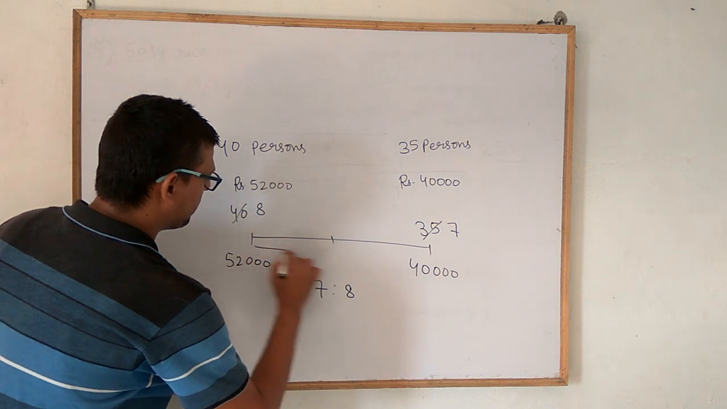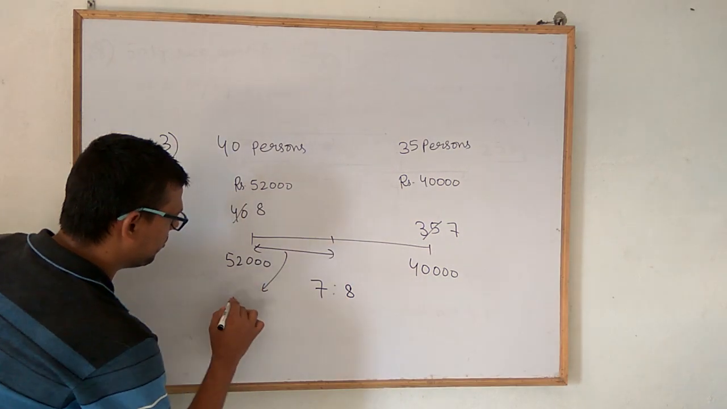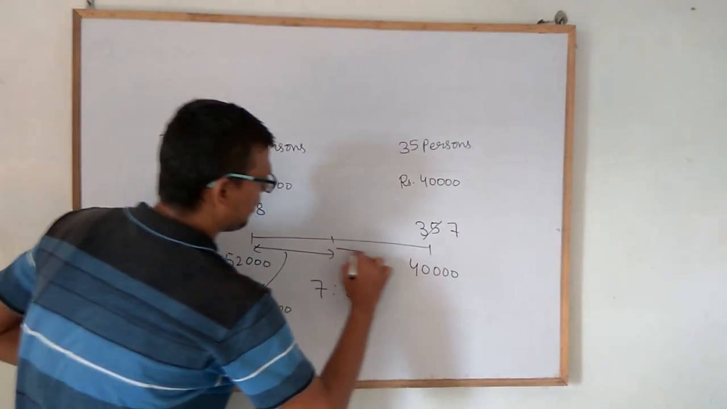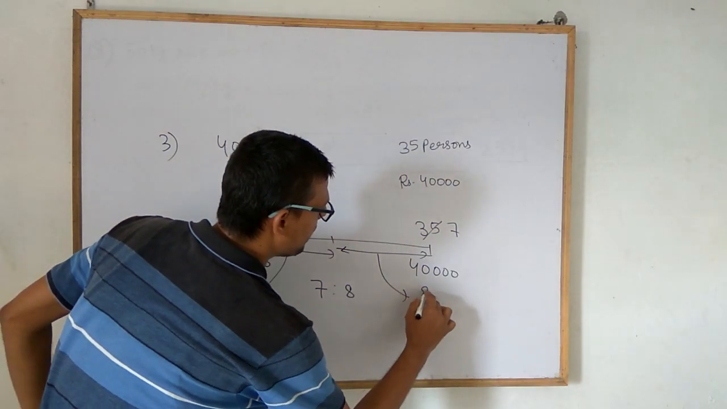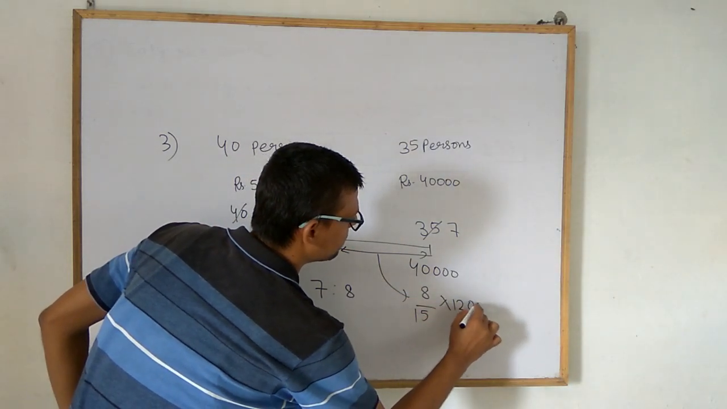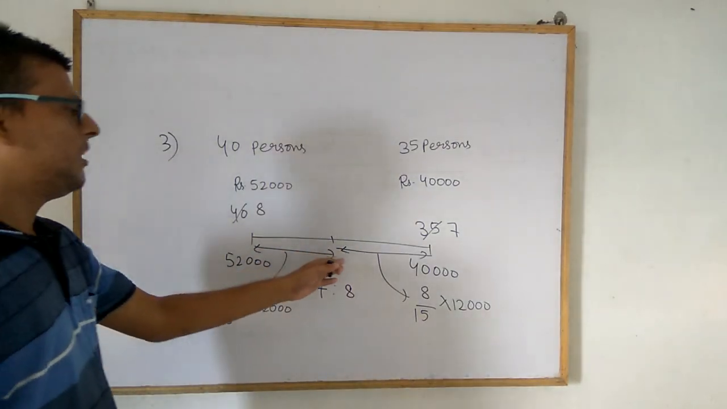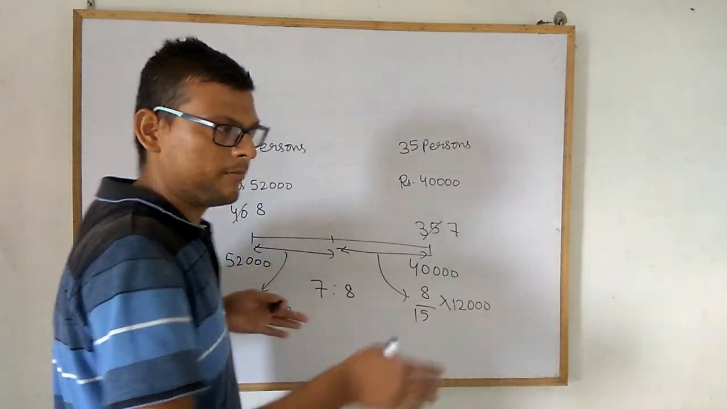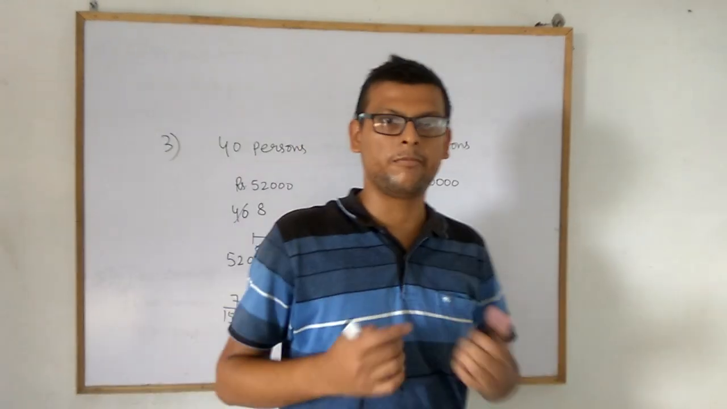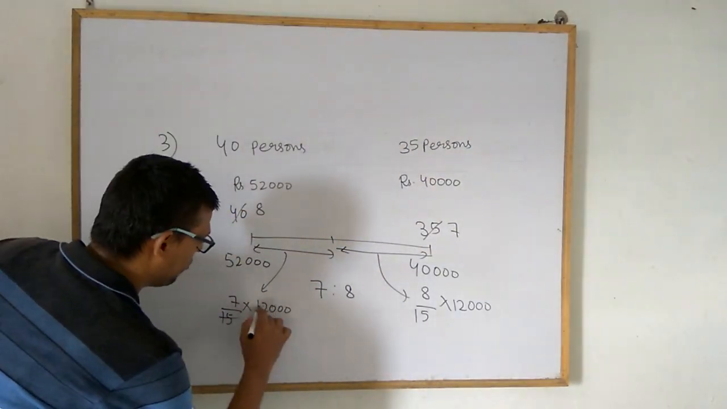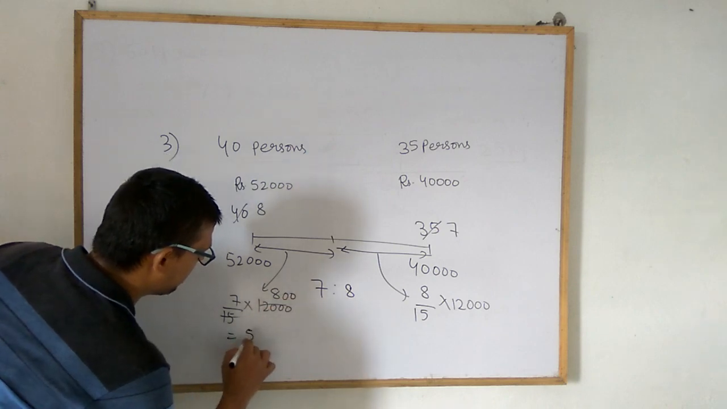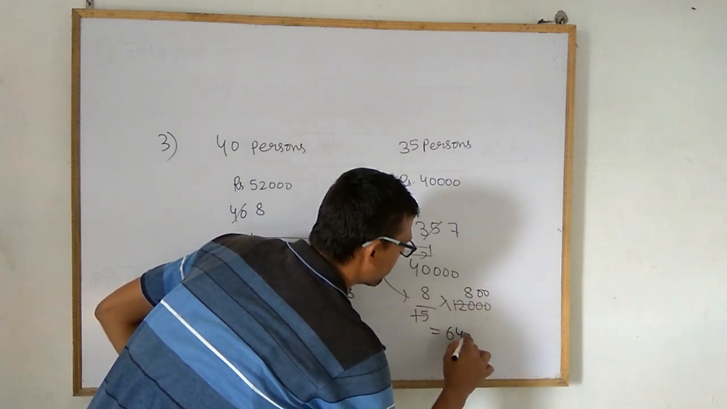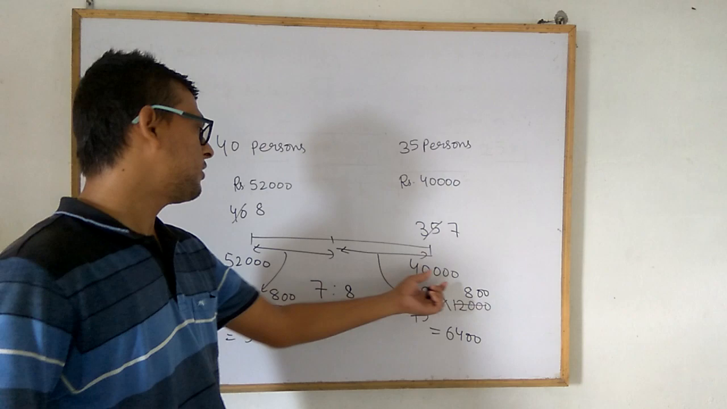So if I have to find this length, this line segment, this value will be 7 by 15 multiplied by 12,000. And this length will be 8 by 15 into 12,000. You can get to the answer by calculating either of those. You don't necessarily need to calculate both of them separately. Okay, but since this is our first question, I'm finding out both of them, right? So this is your 5600. This is your 6400. So your mean will lie between 40,000 and 52,000.